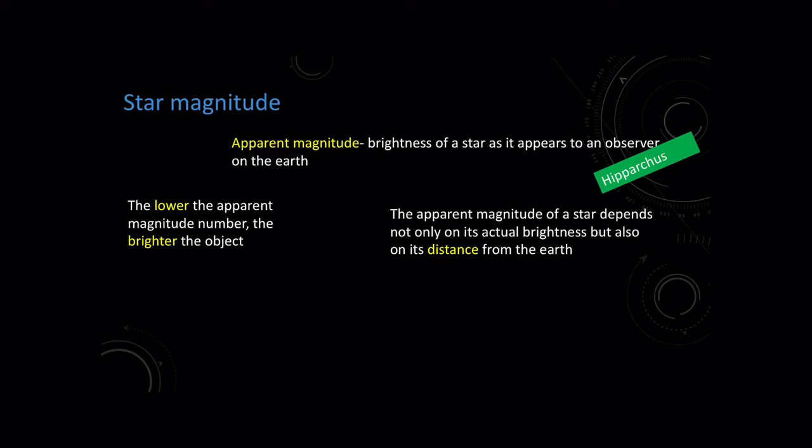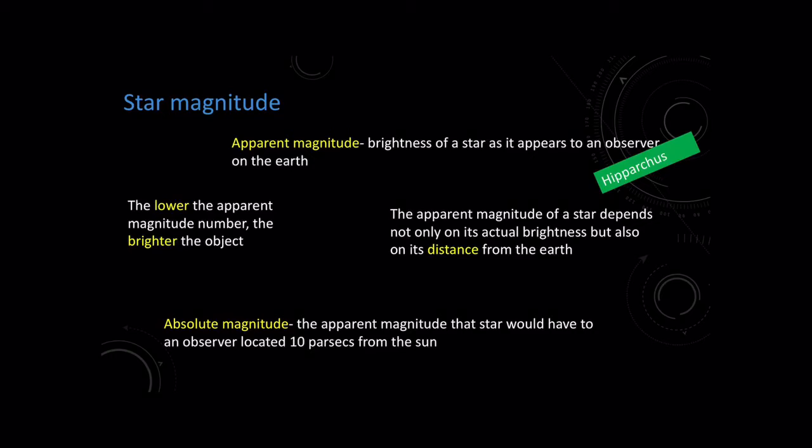The apparent magnitude of a star is going to depend not only on its actual brightness, but also on its distance from the Earth. So the absolute magnitude is the apparent magnitude that the star would have to an observer located 10 parsecs from the sun.